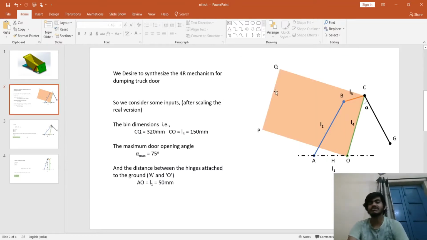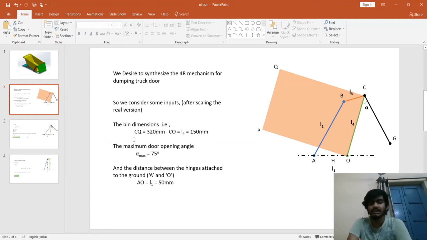So basically, we will dissolve that 3D model into simple 2D figures for synthesizing our mechanism. This is our bin, and the 4R mechanism that we will be mainly focusing on. So AB is that red link that we showed, and BCDG is an extended link that represents the bin, and CG is perpendicular to BC and the CO link.